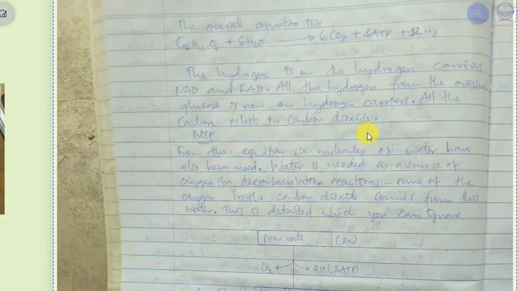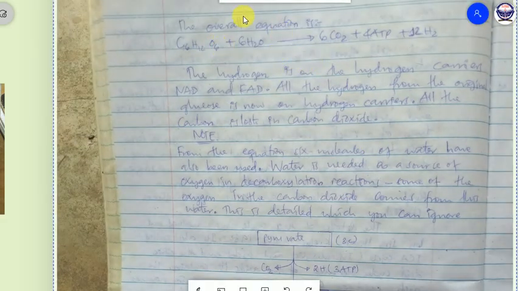So this is the overall reaction or the overall equation of the Krebs cycle. We have a C6H12O6 and then plus 6 water. We are getting 6 carbon dioxide plus 4 ATP plus hydrogen. So hii ni overall equation ya glycolysis pamoja na Krebs cycle. Glycolysis pamoja na Krebs cycle, umeingiza glucose, umekuja ku-end up na carbon dioxide, ATP pamoja na hydrogen.